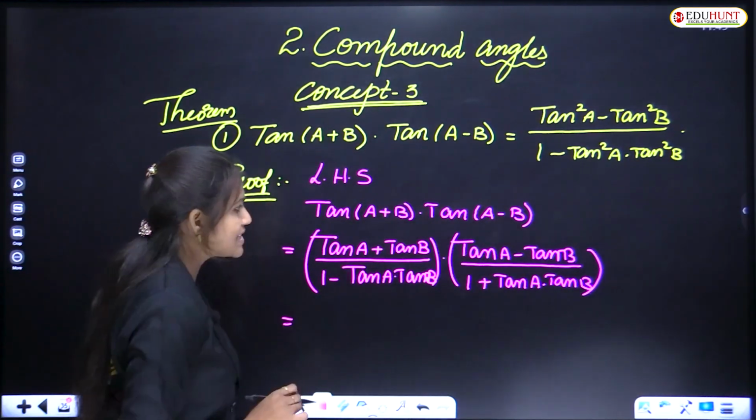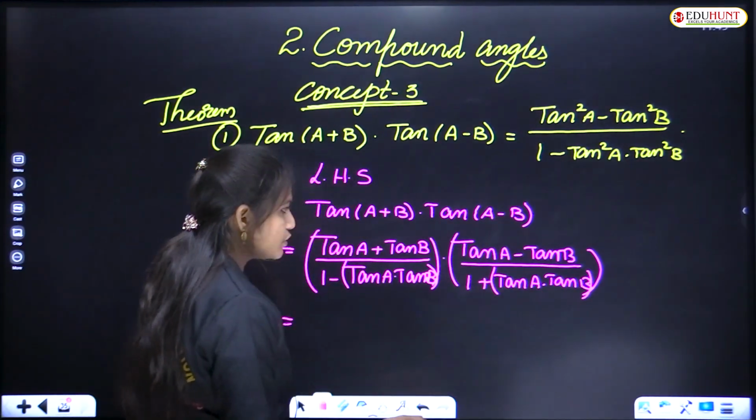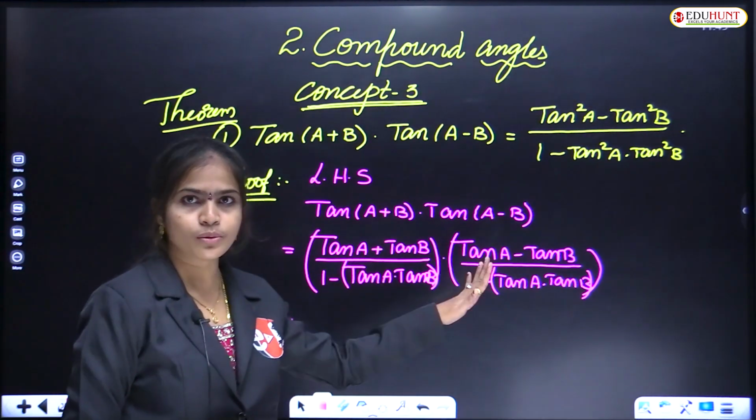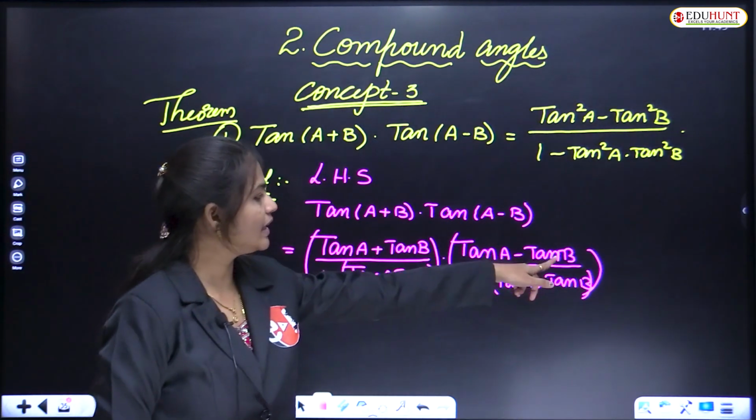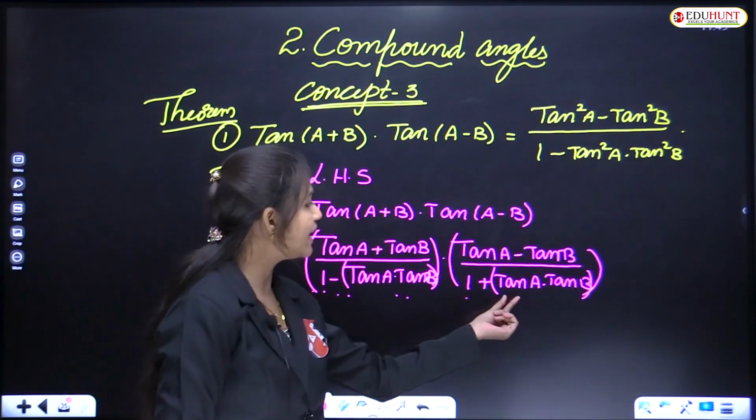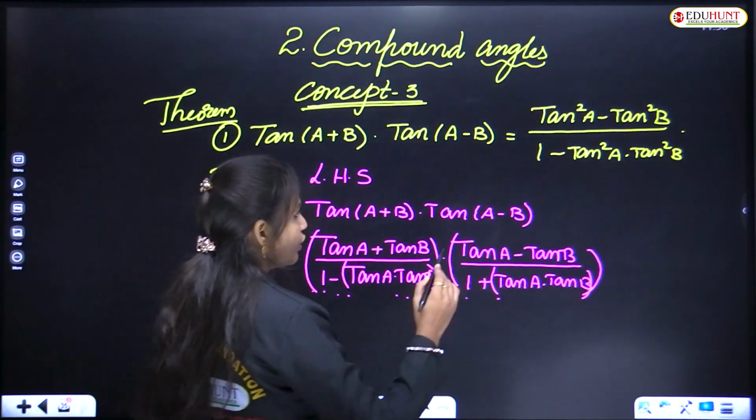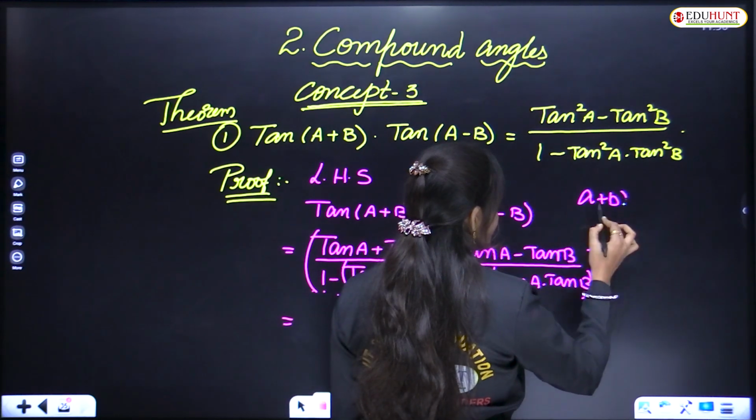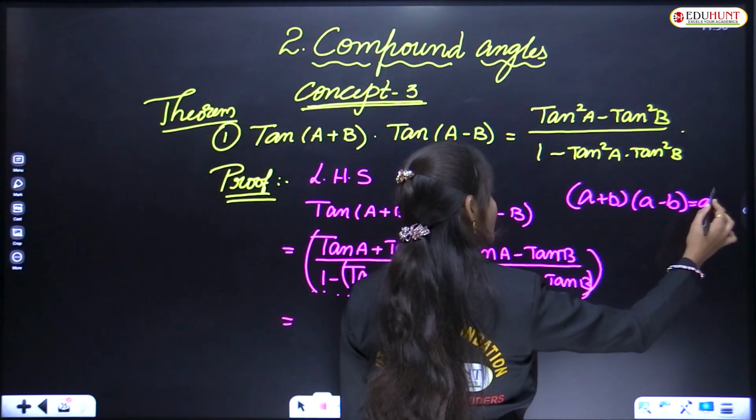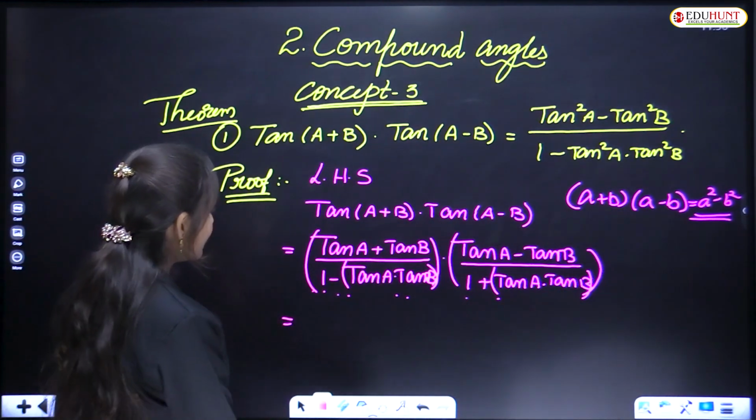Just observe, if you take these two together, in the numerators we have a plus b into a minus b, and the denominators also are a minus b into a plus b. Clear or not? So this is in the form of a plus b into a minus b, which we already discussed in this chapter. a plus b into a minus b is equal to a square minus b square. By applying this identity, we will get the answer.